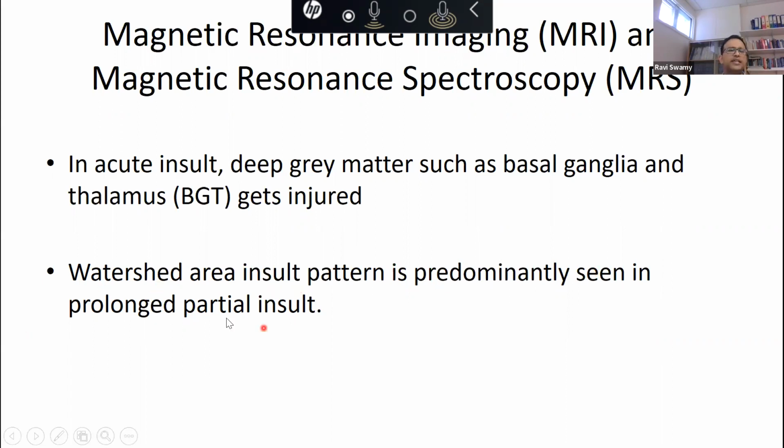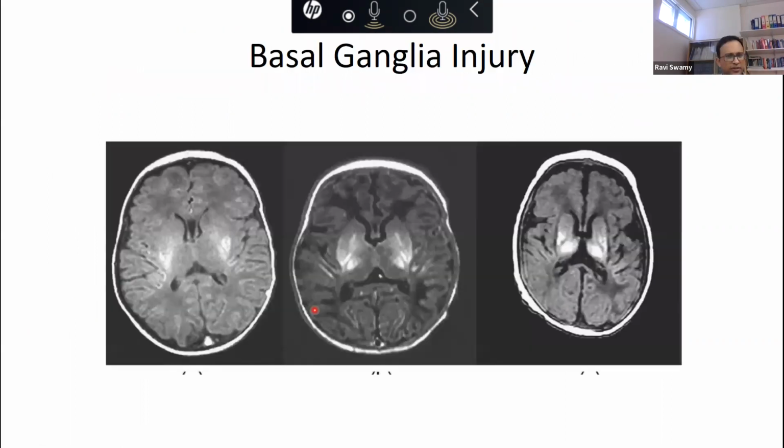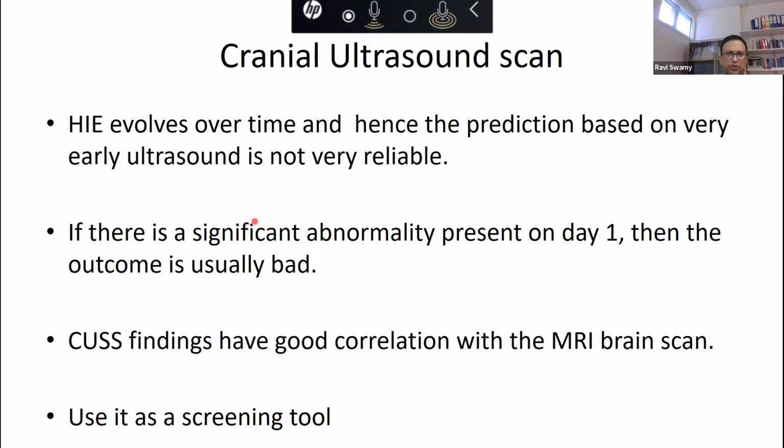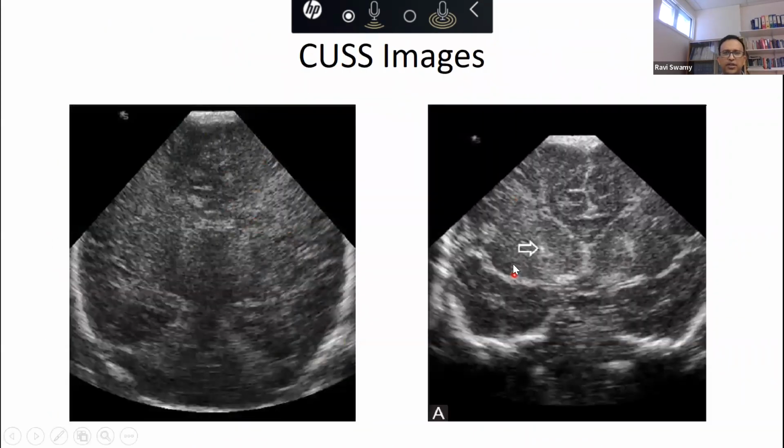It is also predominantly seen in the partial insult. This one is a complete insult. This is a partial insult. So you will see some amount of injury in the watershed areas. Now, very simple. You remember that ultrasound scan where I was showing you. I just showed you increased echogenicity happening from the BGT lesion. The same view.